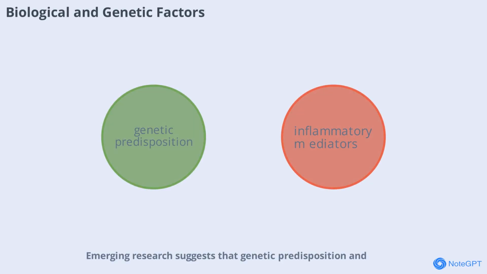Emerging research suggests that genetic predisposition and inflammatory mediators play roles in ASD development. Certain gene variants are linked to disc degeneration, and elevated levels of inflammatory cytokines like TNF-alpha are found in degenerative disc disease. These biological factors may influence how patients respond to spinal fusion and their risk of developing ASD. Understanding these mechanisms could lead to targeted prevention strategies in the future.